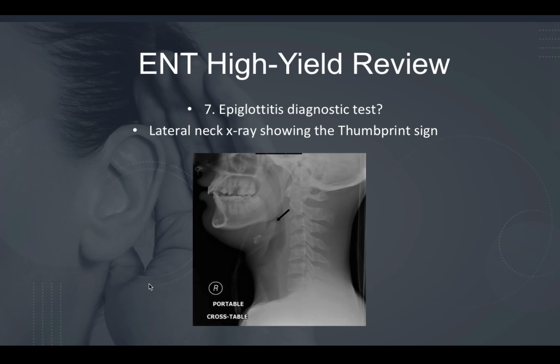And here's a picture, so you can see there's a thumb sign right there. It looks like a thumb. In a normal lateral neck x-ray, this will be absent. So you'll just see the esophagus going down without the thumb sign. Or they can get creative and they're going to show you an x-ray and they're going to ask you, what is this? And in that case, this is epiglottitis.